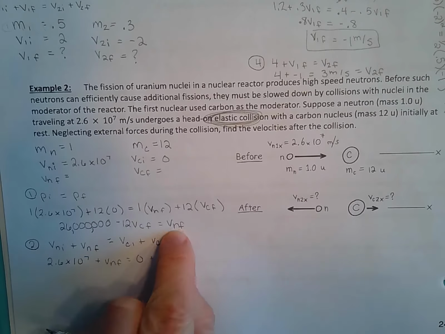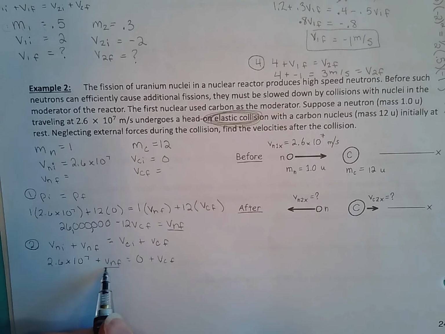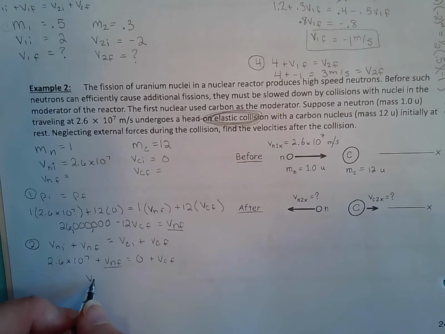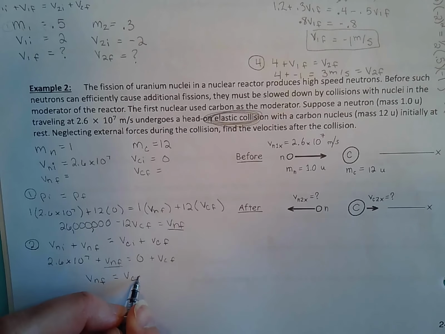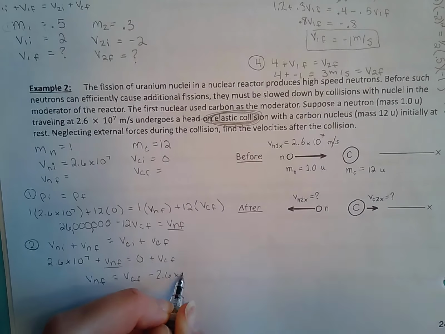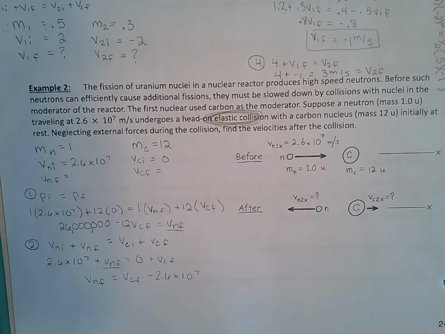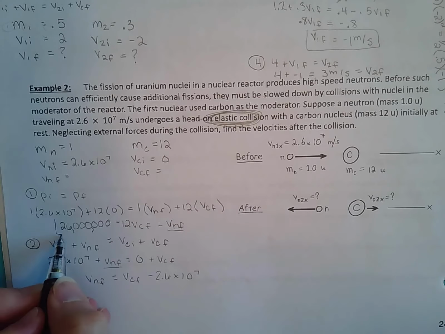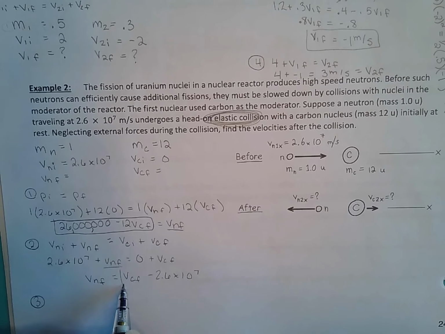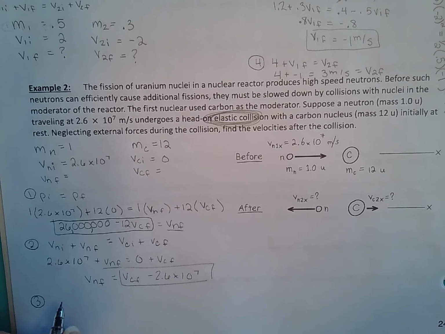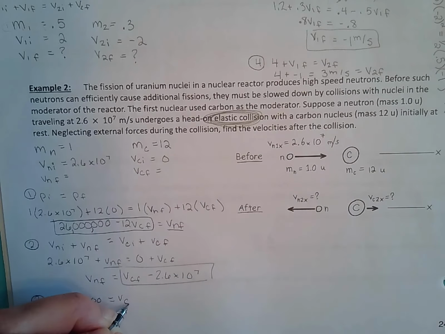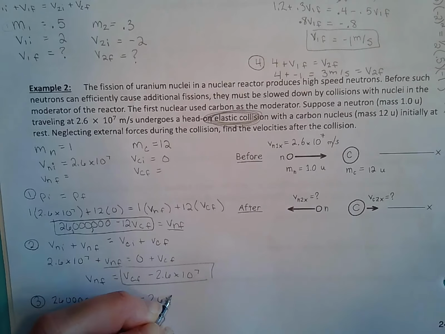I'm going to get VNF by itself down here, since I got VNF by itself up here. So VNF equals VCF minus 2.6 times 10 to the 7th. You can make that 26 million if you want to. And now step 3, use some basic substitution. Set this box equal to this box so we can solve for VCF. So 26 million. If you're wondering why on one of them I used scientific notation and the other I didn't, the answer is, I don't know, it doesn't matter, VCF 26 times 10 to the 7th.